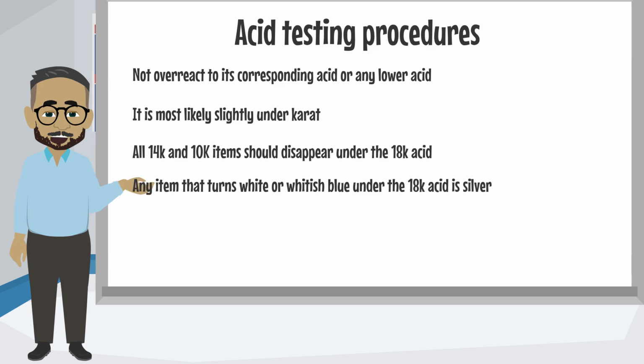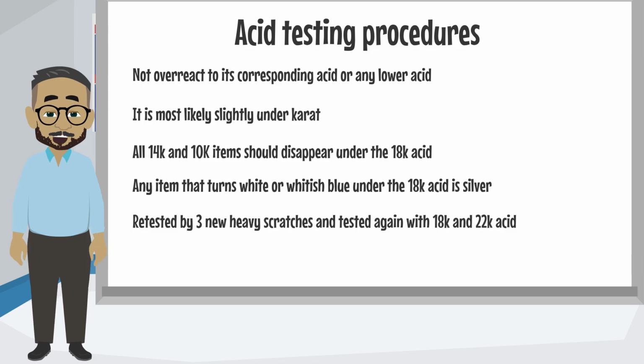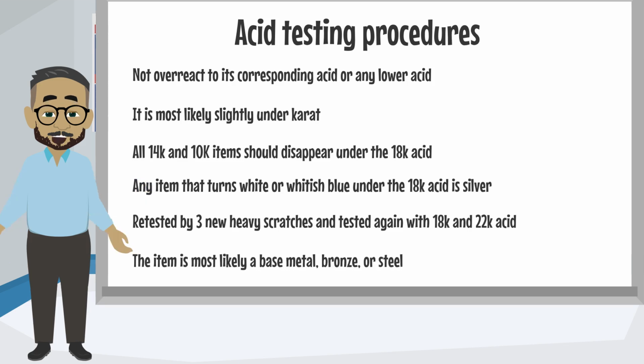All items that might be silver due to tests should be retested by making 3 heavy new scratches and tested again with 18 and 22 karat acid. If any green coloration appears, it is most likely base metal, bronze, or steel.